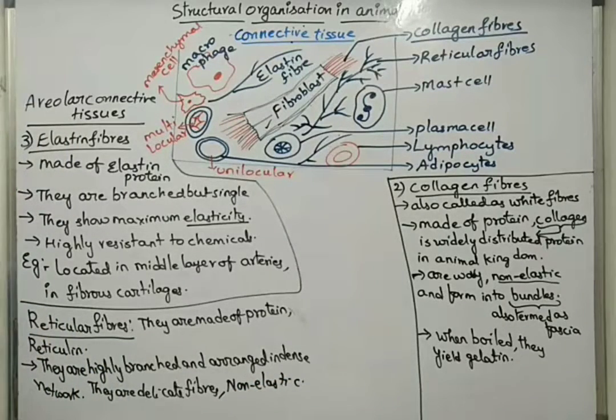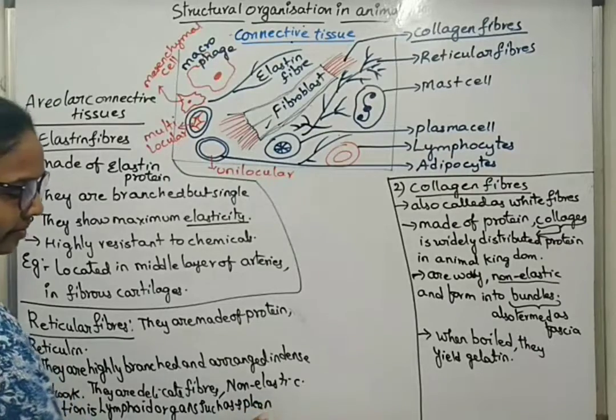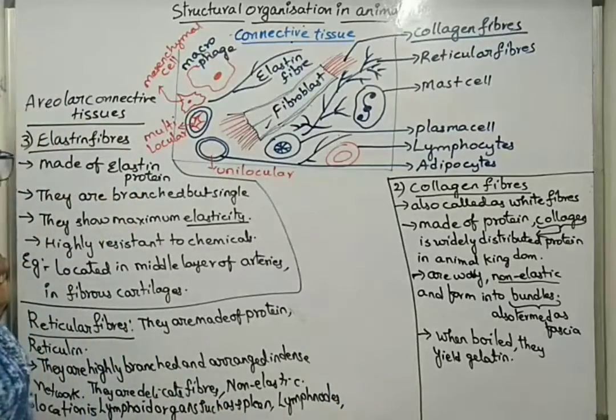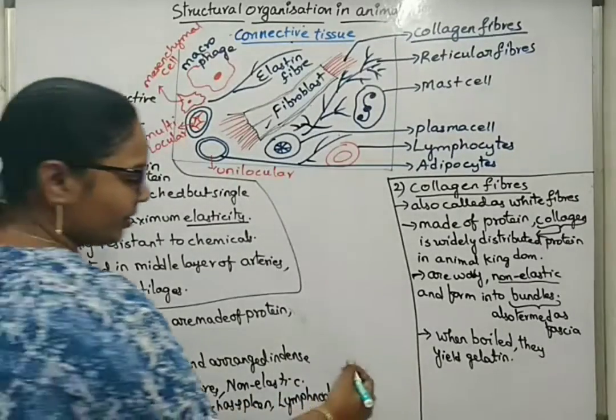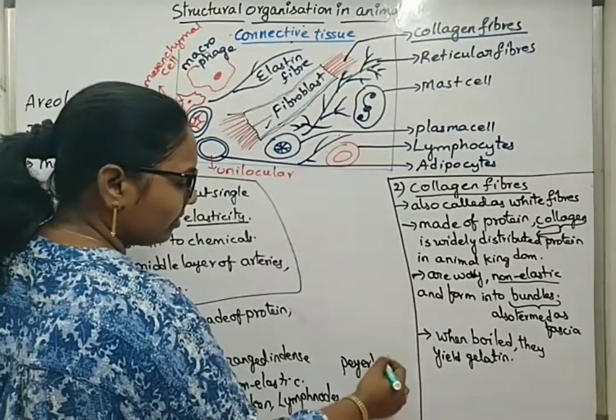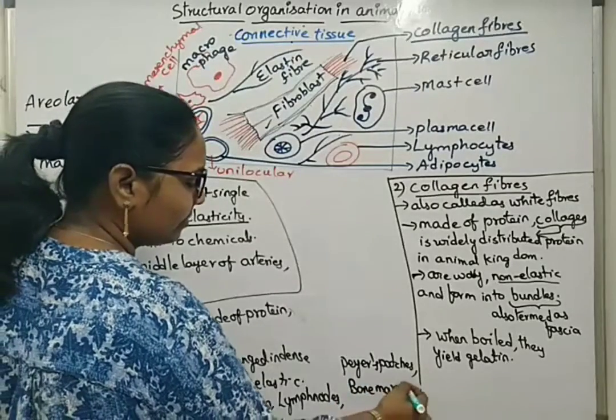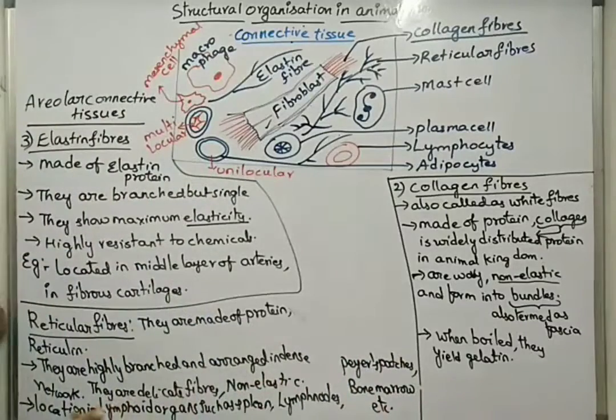They are mostly found in lymphoid organs. Location is lymphoid organs such as spleen, lymph nodes, Peyer's patches in the intestine and also in bone marrow, etc. These are few locations where these types of fibers are present.